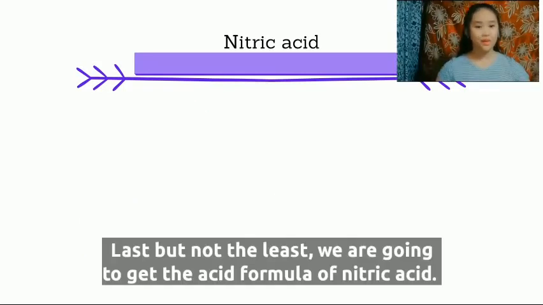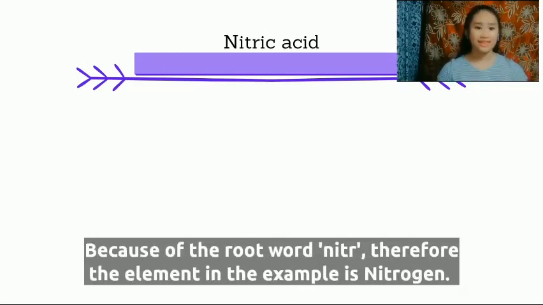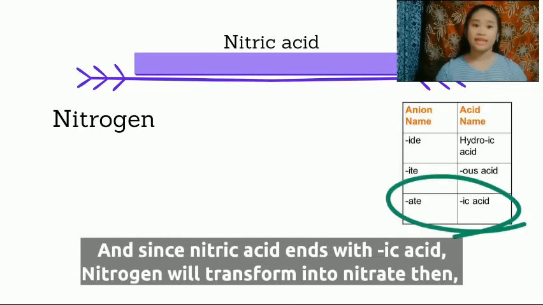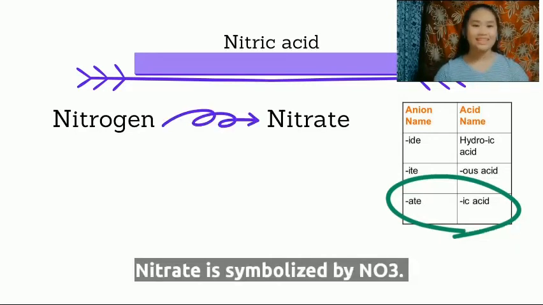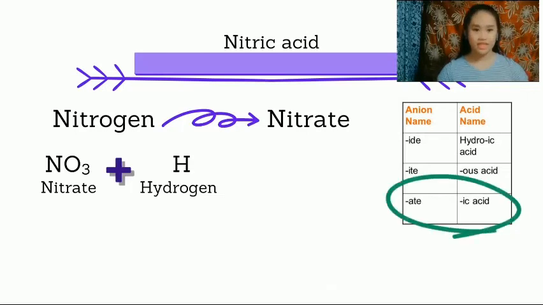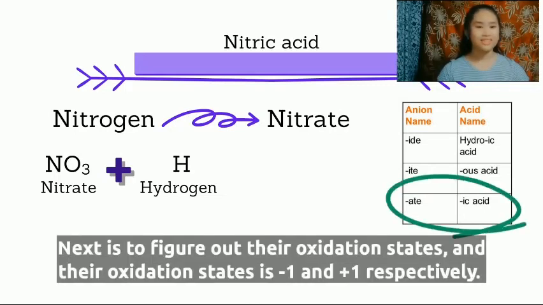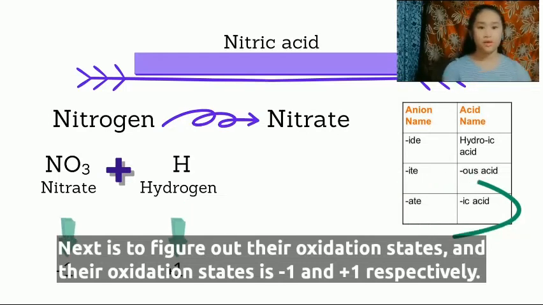Last but not the least, we are going to get the acid formula of nitric acid. Because of the root word nitr, the element in that example is nitrogen. And since nitric acid ends with IC acid, nitrogen will transform into nitrate. Then nitrate is symbolized by NO3, and since it is an acid, we'll add hydrogen. Next is to figure out their oxidation states, and their oxidation states are -1 and +1 respectively.